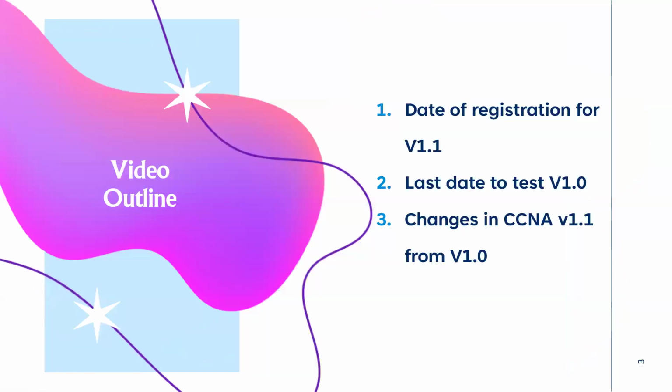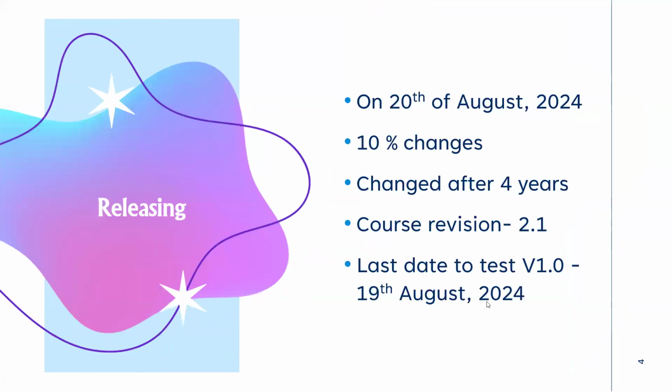So, the video outline: we will be discussing the date of registration for the 1.1 version, the last date to test version 1.0, and the changes in version 1.1 from version 1.0. So, starting off with the release date, the changes, the last date of version 1.0, and so on.